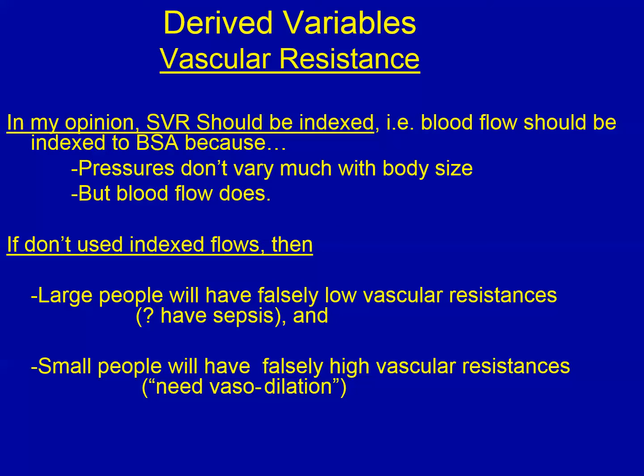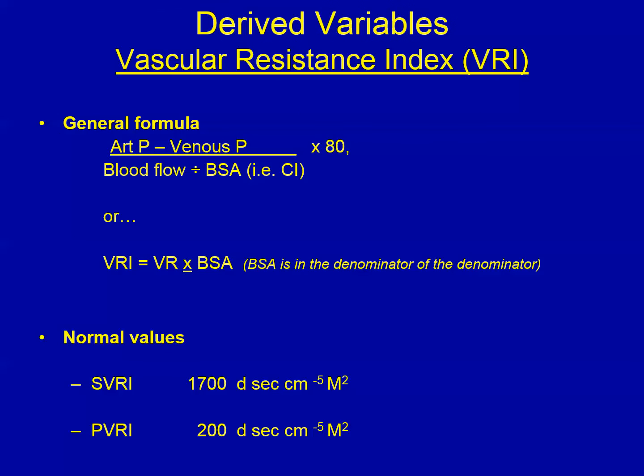In addition, it is my opinion that systemic vasoresistance should be indexed to body surface area. This is because pressures don't vary much with body size, but blood flow does. If you don't index vasoresistance, then large people will have falsely low resistances, and small people will have falsely high resistances. So the way to calculate resistance index is to use cardiac index in the denominator instead of cardiac output. The normal values for resistance index are listed at the bottom of this slide.